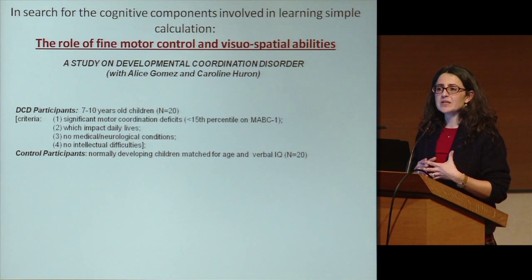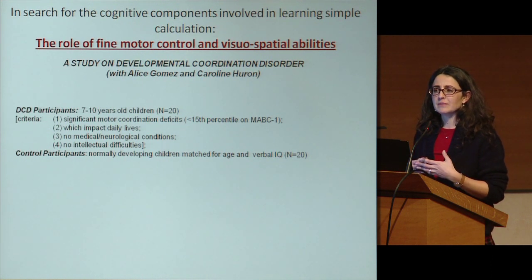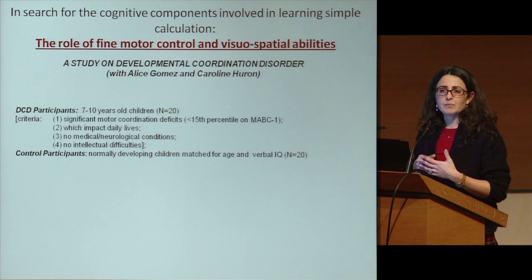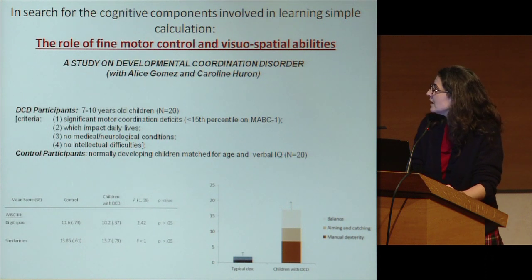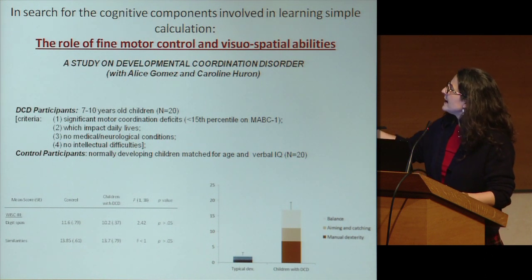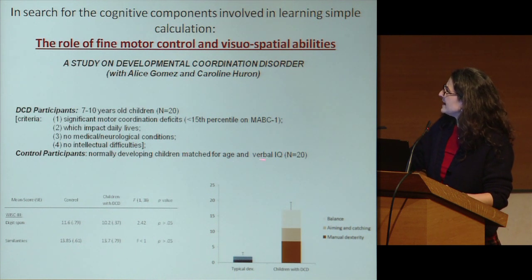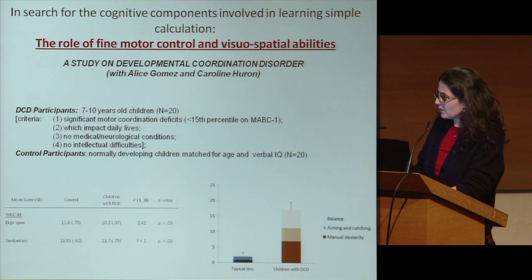So if visuospatial abilities and visuomotor coordination abilities are essential to learn calculation, then we should report impairment in this population. First of all, we compare a group of dyspraxic children with a group of controls matched for age and verbal IQ. You can see the IQ measure. There is no difference in our group.